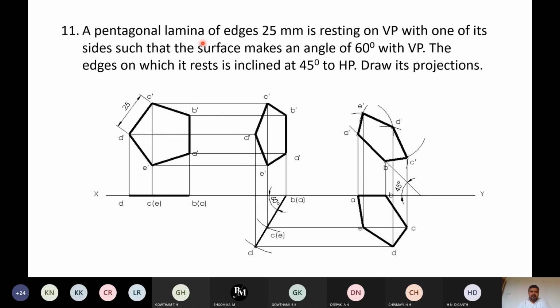A pentagonal lamina of edges 25 mm is resting on VP with one of its sides such that the surface makes an angle of 60 degree with VP.